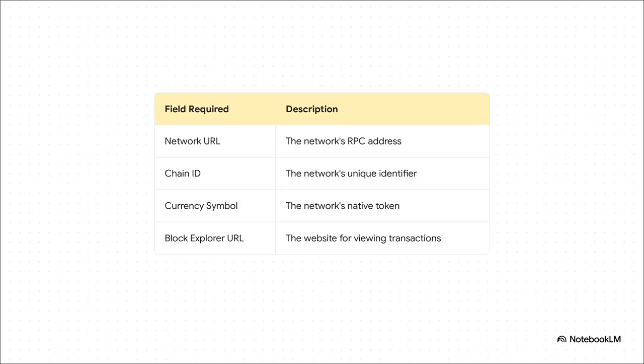Okay, so for a manual add, you're going to need four key pieces of info. Just think of it like the network's contact details for your wallet. You need the RPC URL, that's how your wallet actually talks to the blockchain. Then there's the chain ID, which is just its unique number, the currency symbol, like ETH or Matic, and last, the Block Explorer URL. That's the website where you can go look up all the transactions.